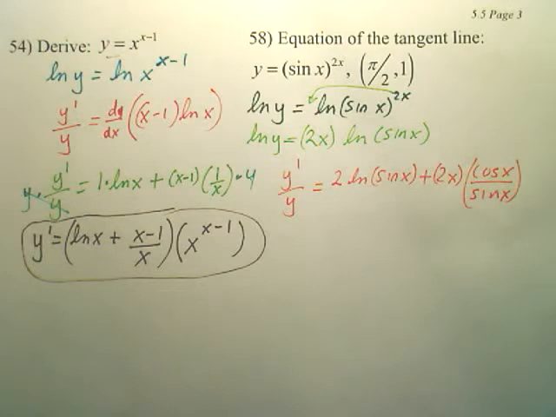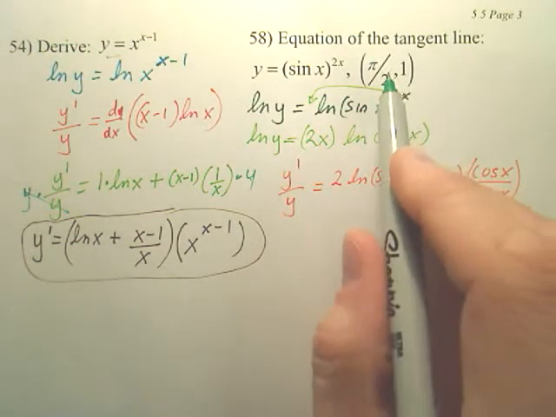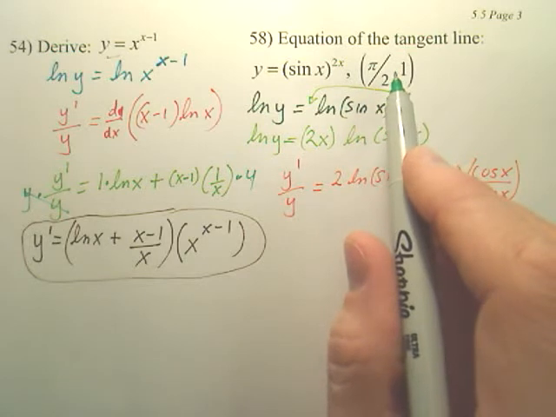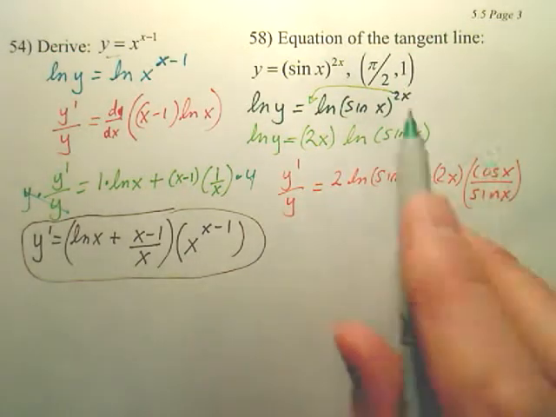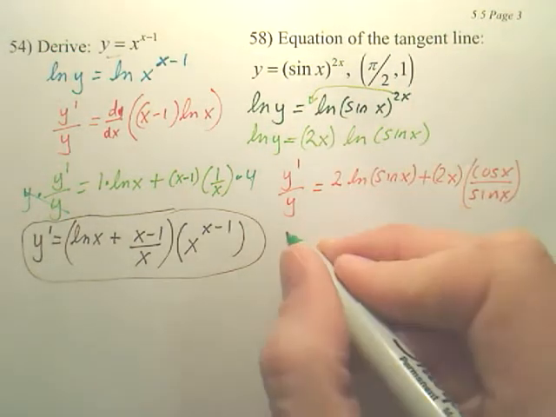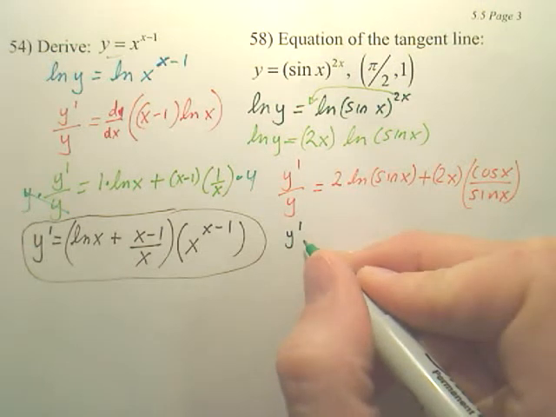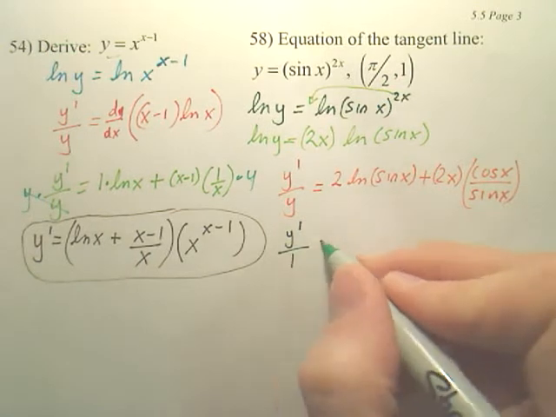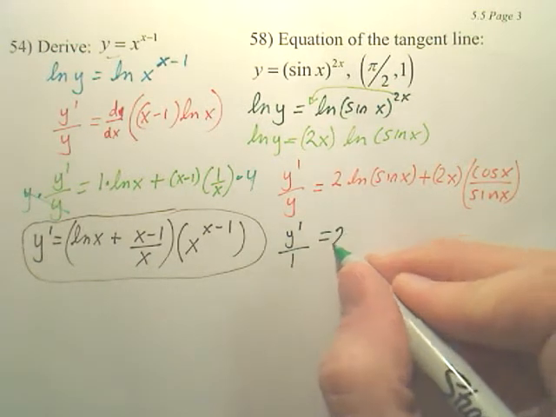Now, do we actually have to simplify this? No, because what are we going to do now? We are going to plug in x and y. Is that okay? Can I just go and not worry about simplifying? Just plug x and y in. So I got a y prime, and then over, what's y? y is 1.